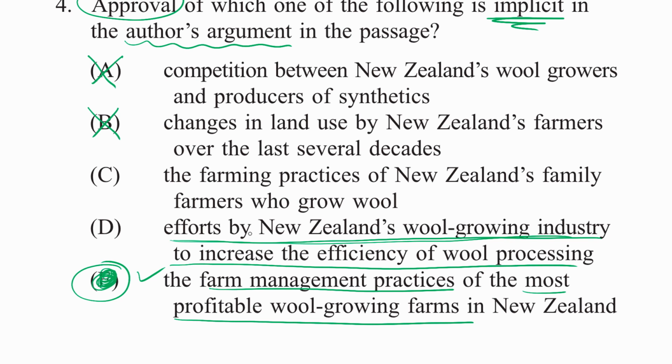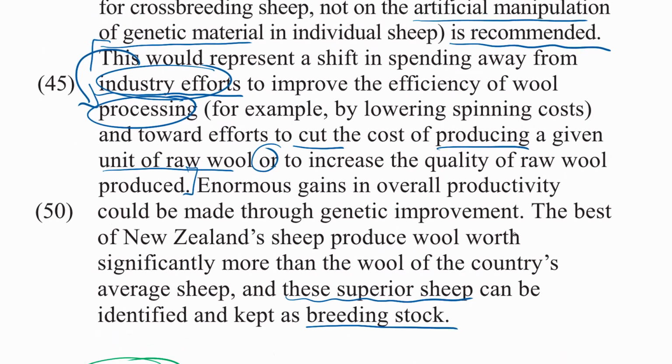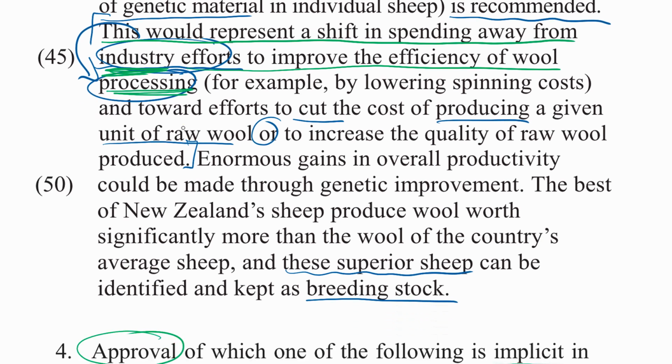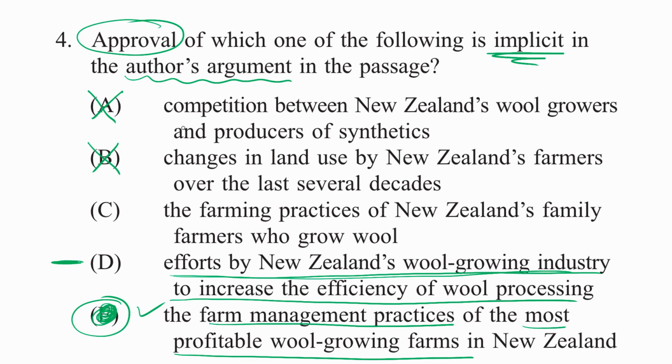The last thing I want to do here is to explain why D isn't right. So wool growing industry, increasing wool processing. Okay, here's where the industry is making efforts to improve the efficiency of wool processing. So does the author support that or not support that? The author is making a suggestion or recommendation that would represent a shift away from those efforts. So the author doesn't approve of those efforts, would recommend using the investment in other ways. So that's how we know that we can cross out D.